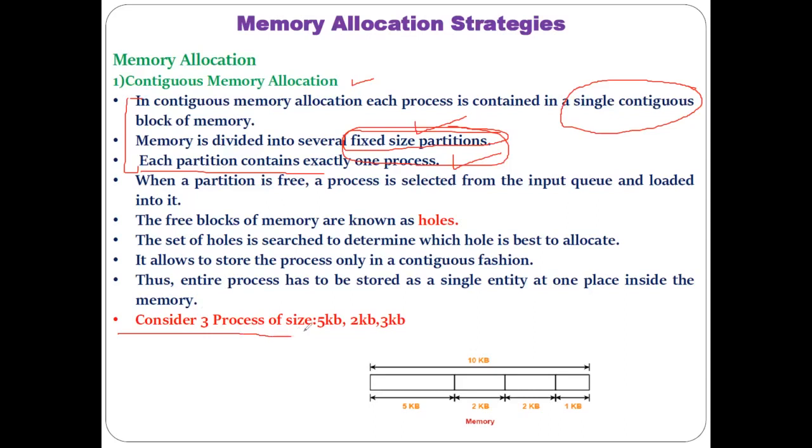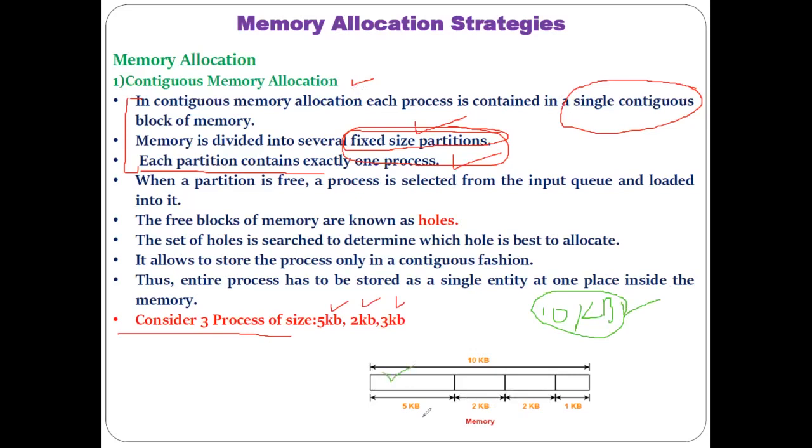Suppose there are three processes of size 5 KB, 2 KB and 3 KB. And there is a particular memory of total size 10 KB. Just as an example, the memory's total size is 10 KB. So in case of contiguous memory allocation, this whole 10 KB of memory is first divided into fixed size partitions.